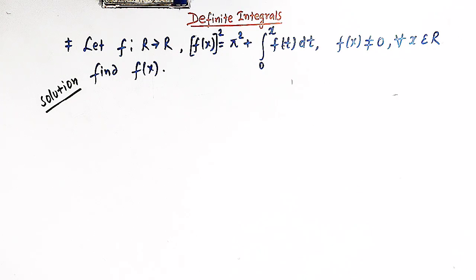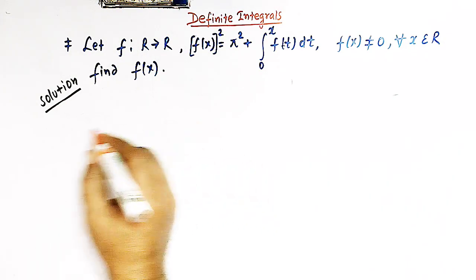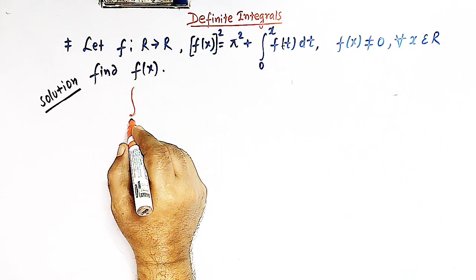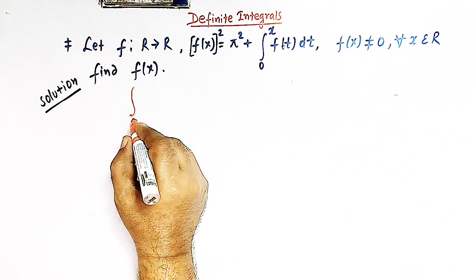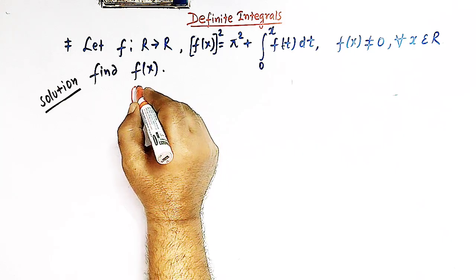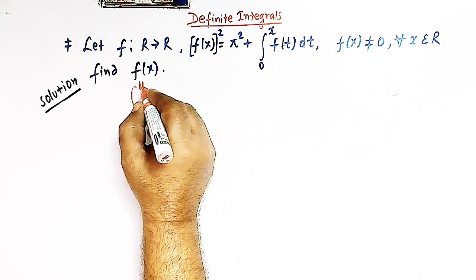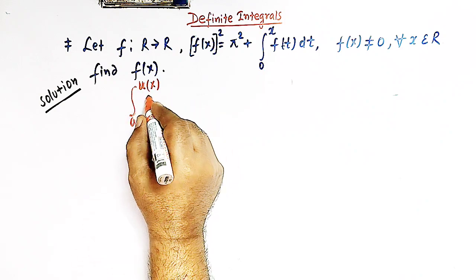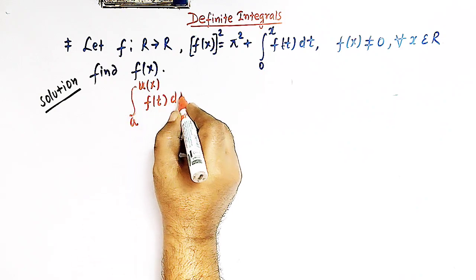So let us make use of the concept of Leibniz integral rule to get f of x. So let us quickly see the Leibniz integral rule. Now let us consider an integral where the lower limit is a constant, suppose here we have a, and the upper limit is some function of x. Let us say the upper limit is u of x, and here we have f of t dt, right?